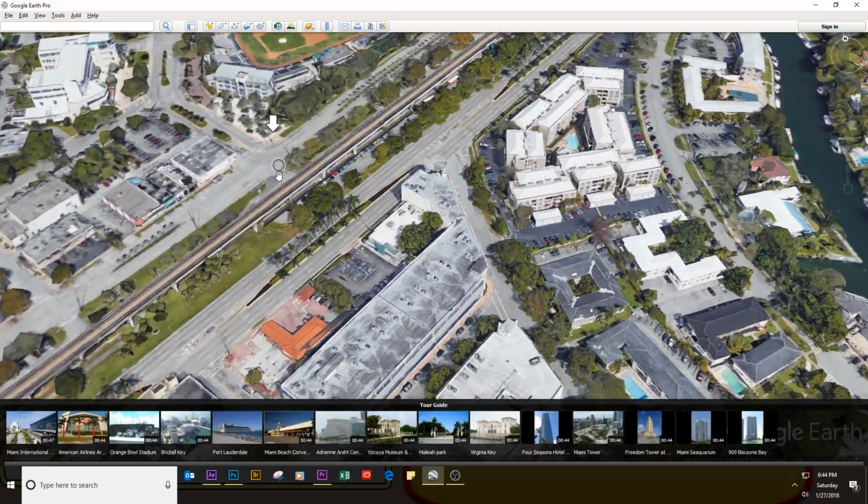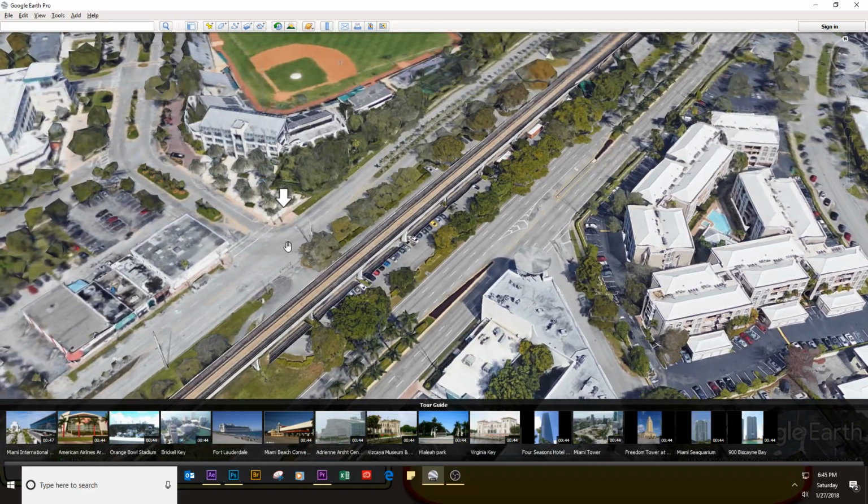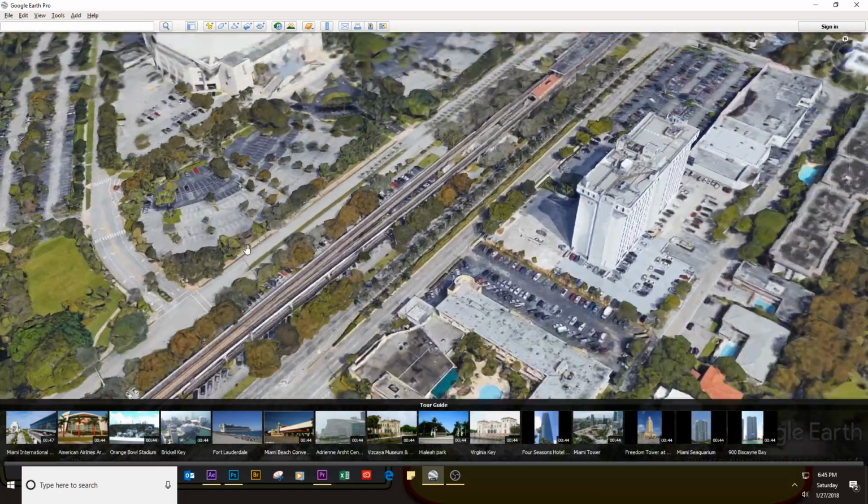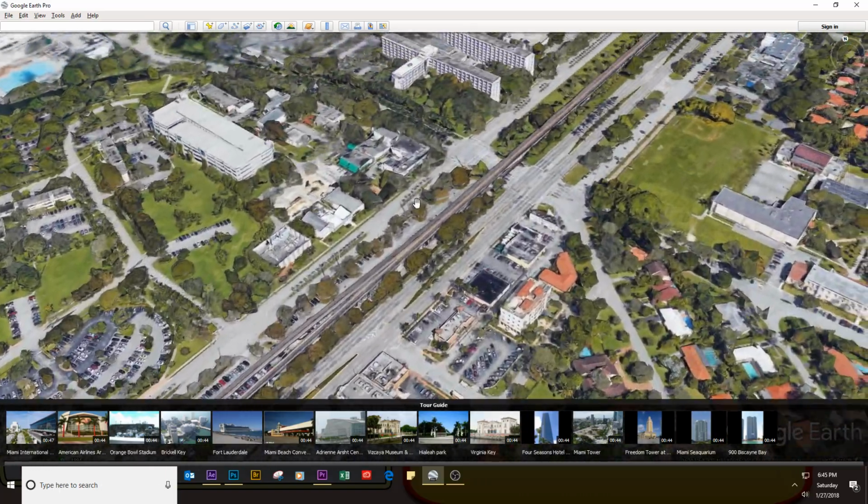This is the University of Miami. Students. See the baseball field, University of Miami. Dixie Highway, University of Miami.